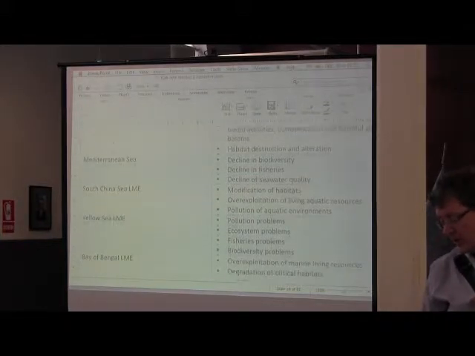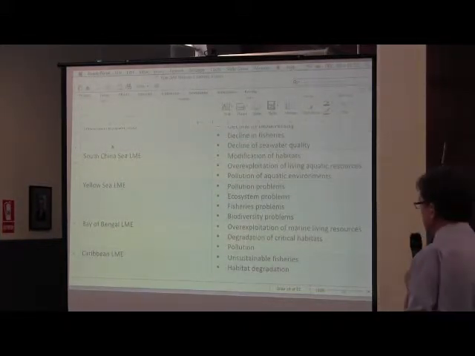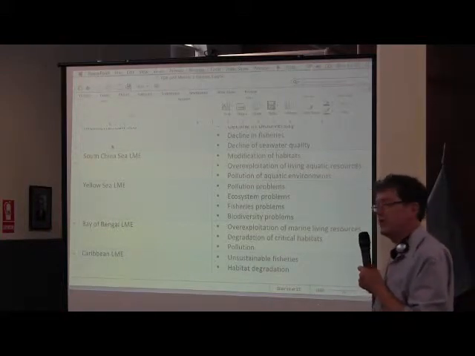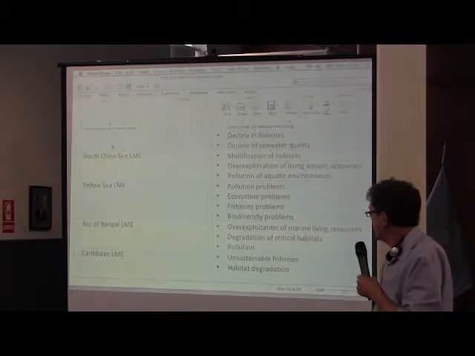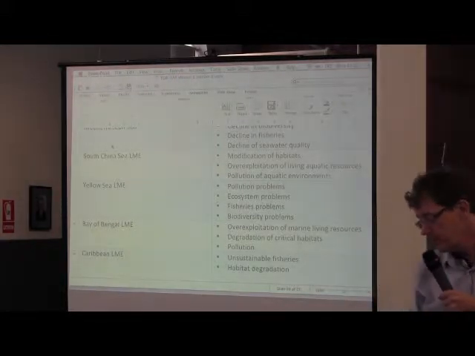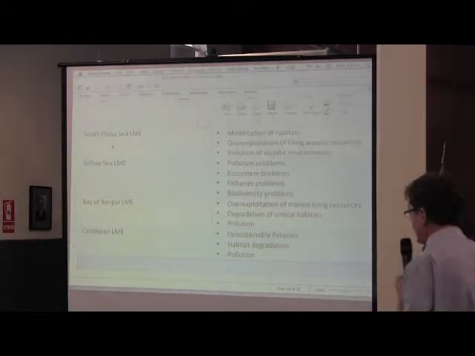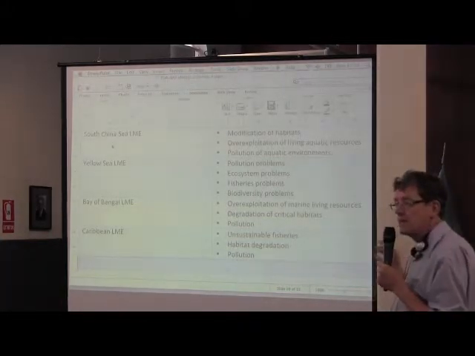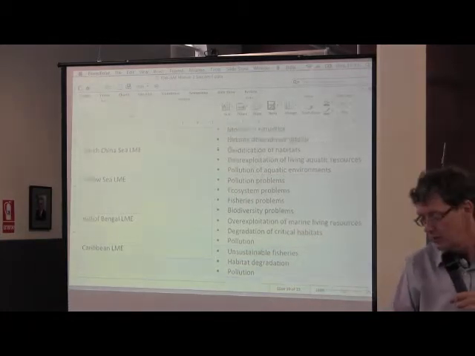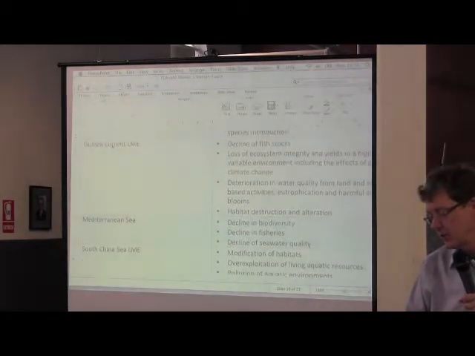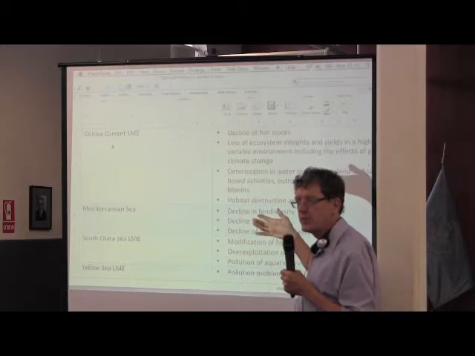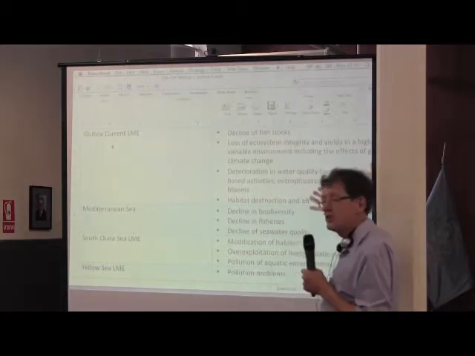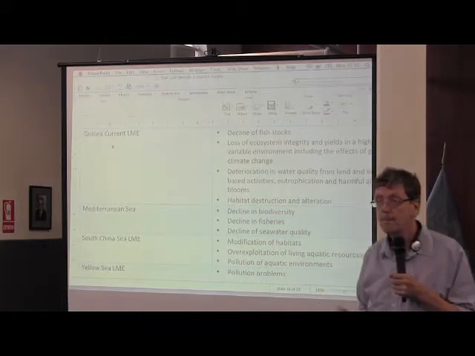The Yellow Sea: pollution problems, ecosystem problems, fishery problems, biodiversity problems. Bay of Bengal: overexploitation of marine living resources, degradation of critical habitat, pollution. And the Caribbean large marine ecosystem: unsustainable fisheries, habitat degradation and pollution. So you can see there's a lot of commonality here, which is to be expected, I guess. Let's give you an idea of what we mean by transboundary problems. Some focus on just one, two or three, some focus on a lot more.